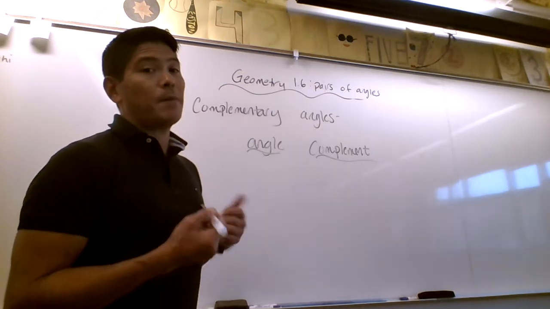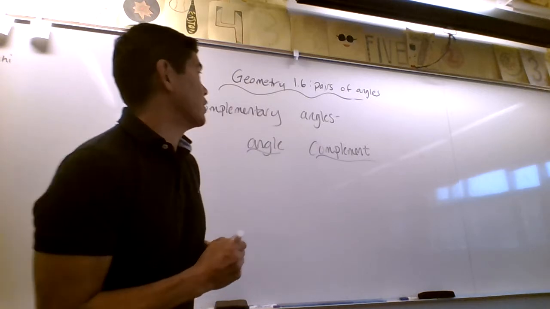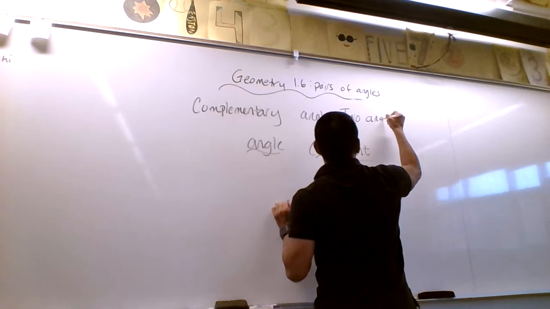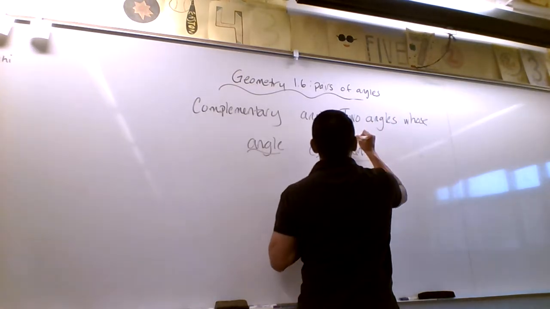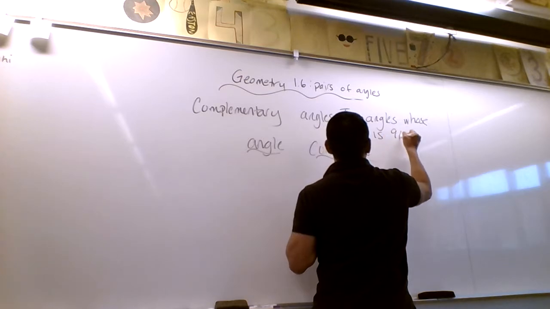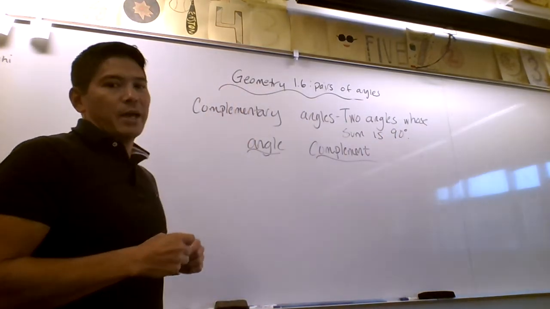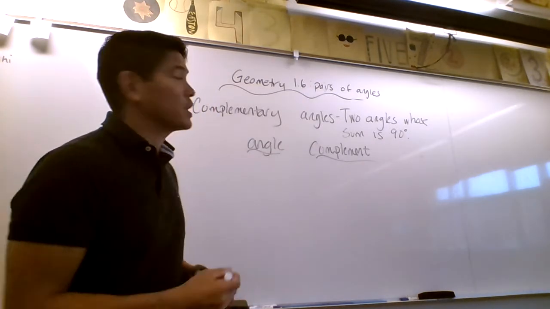If two angles are complementary, then their sum, or in other words, they add up to 90 degrees. So complementary angles are just two angles whose sum is 90 degrees. And then if two angles are complementary, then one angle is said to be the complement of the other.